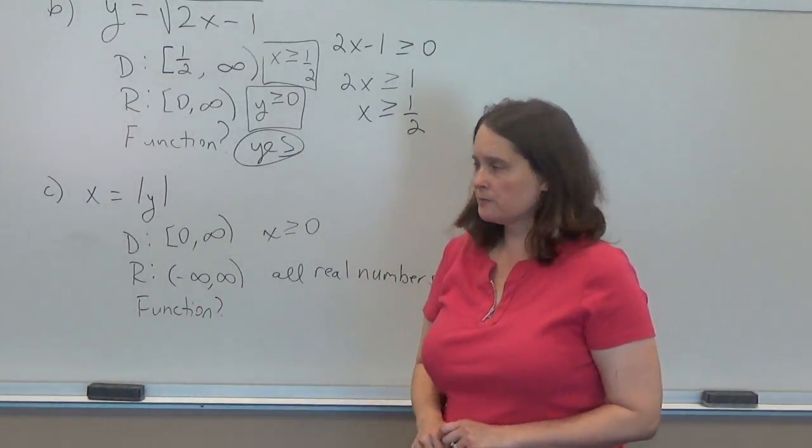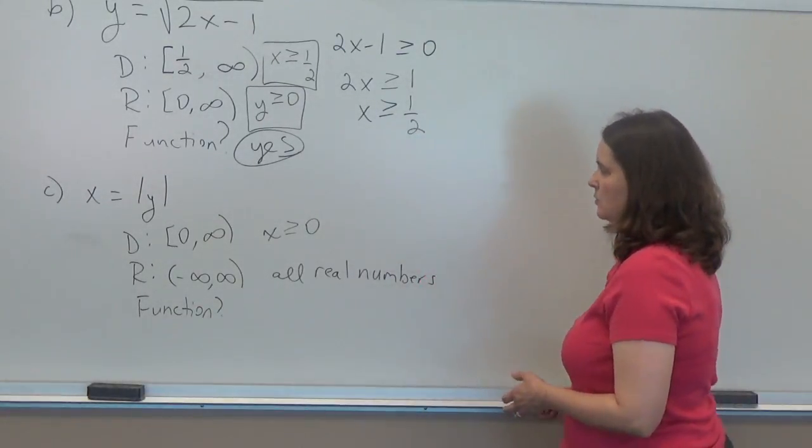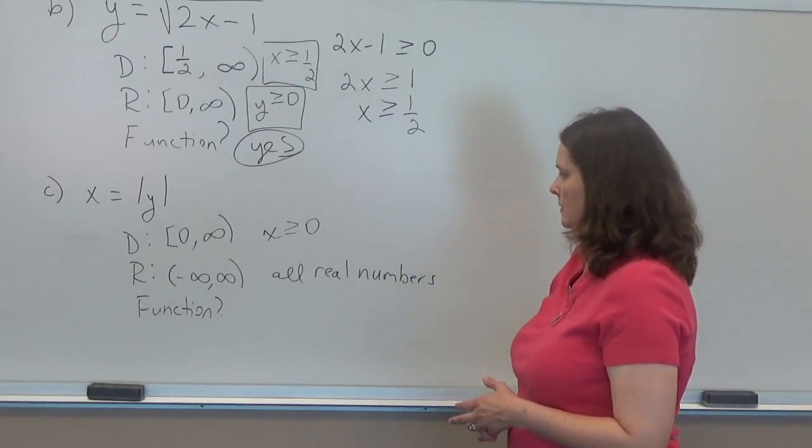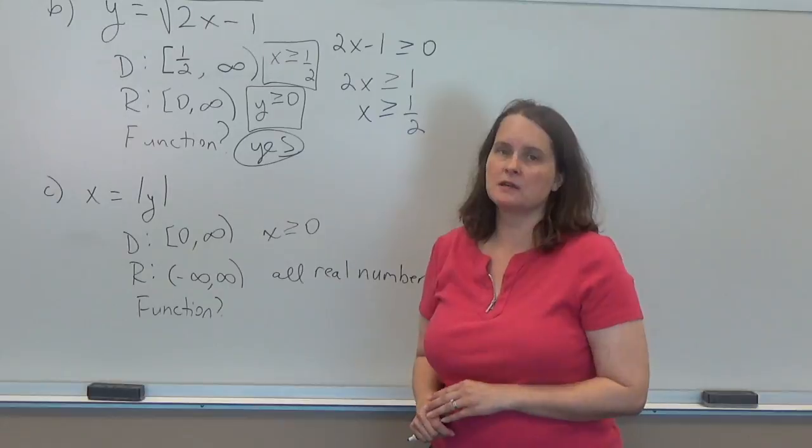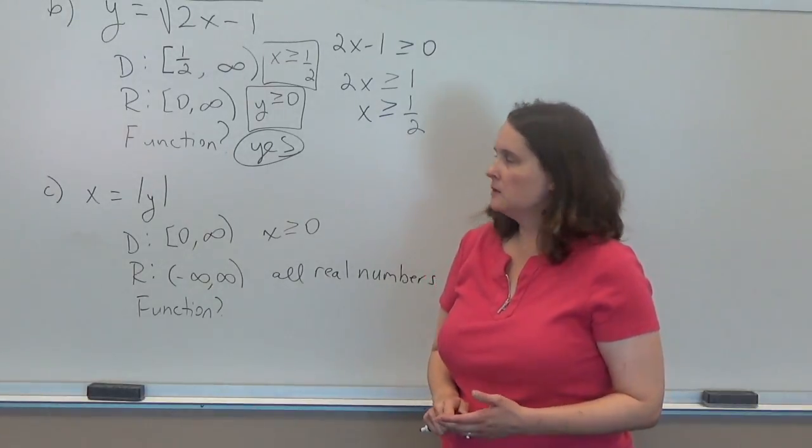Is this one a function? x equals absolute value of y. If it's a function, that means that every value that you put in for x will always give you exactly one y value back. Will that happen?